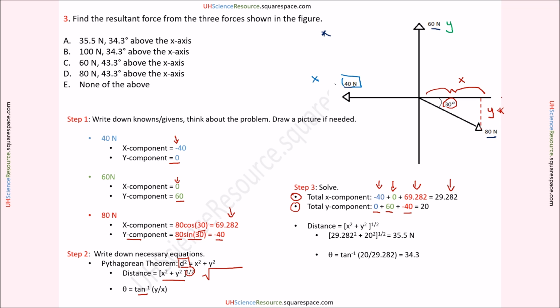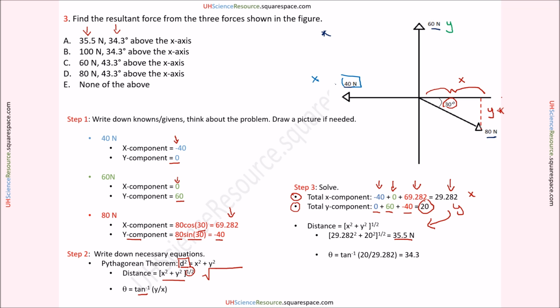So then now that we have our values for the x component and our value for the y component, we're just going to plug it in to find the resultant force. We do that, the calculations come out to be 35.5 newtons. And if we look at our answer choices, we can see answer choice A has 35.5. It also adds in the direction. So let's go ahead and find the angle.